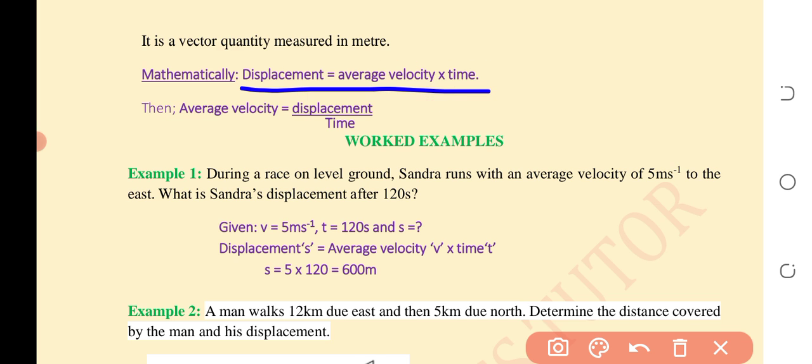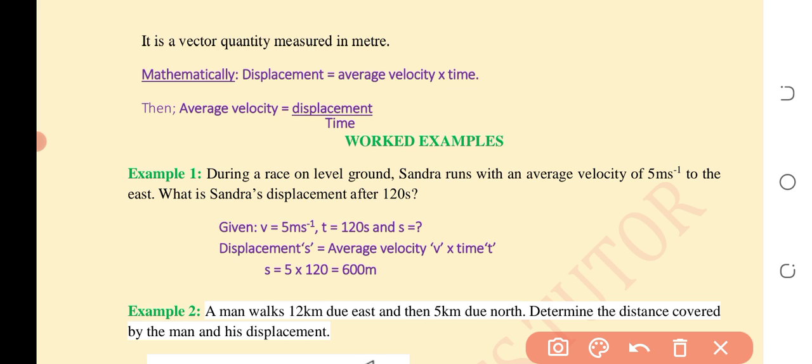Now let's quickly consider the first example, because basically what we are looking at in this video is solutions to some past questions on displacement, position, and distance. With that, we'll be able to know clearly the distinction between displacement and distance. The first question is, during a race on level ground, Sandra runs with an average velocity of 5 meters per second to the east. What is Sandra's displacement after 120 seconds?